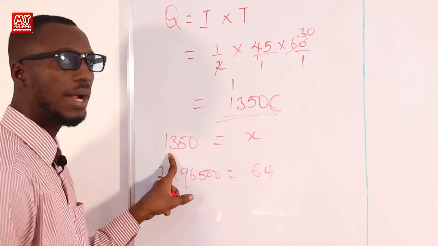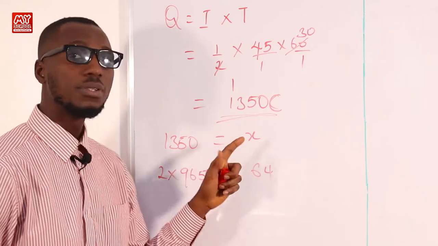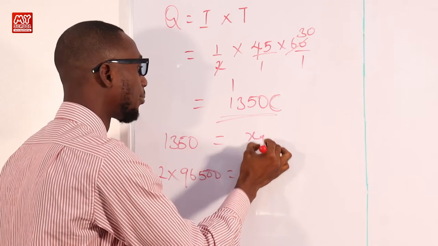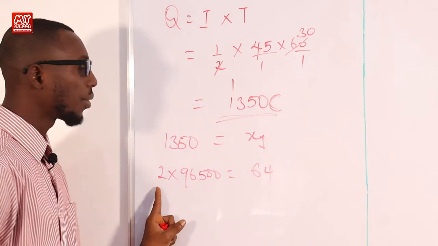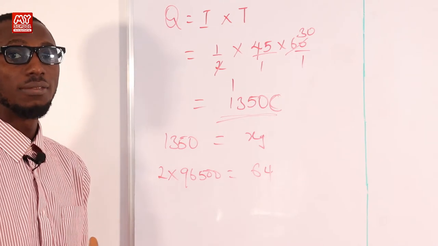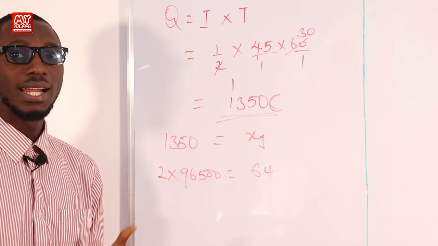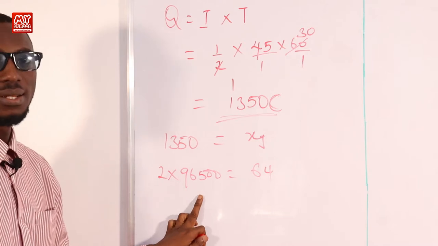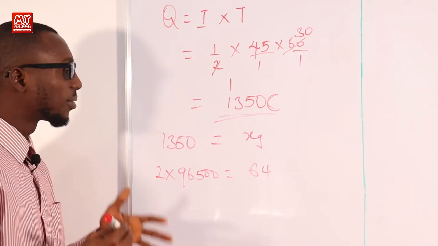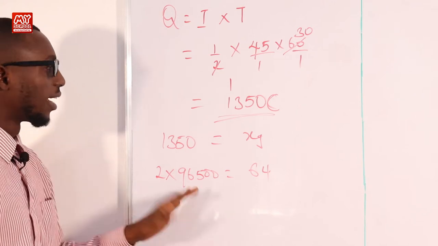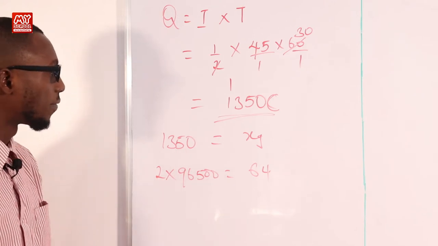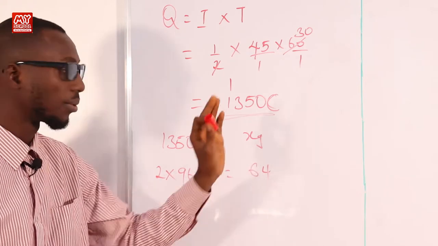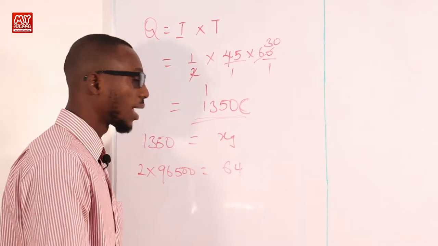We are trying to find out how much mass 1,350 coulombs will discharge in grams. The reason why we have 2 here is because the valency of copper can be taken as 2. So we have 2 times 96,500, that is 193,000. So we have 64 times 1,350 equals 2 times 96,500 times X. Let's move up here to have a bigger space to work with.